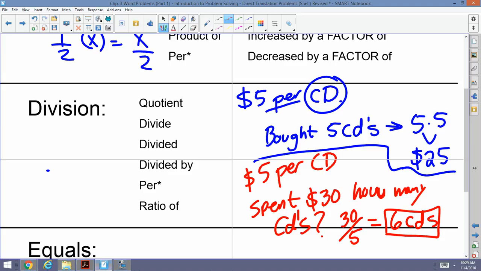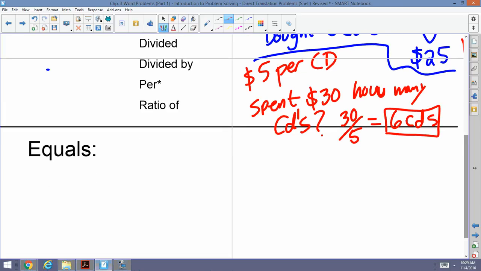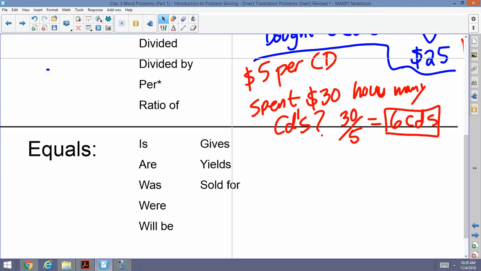We're good so far? And then equals, guys. What's the deal with equals? Anyone remember? Is, was, are, were, will be, would be, gives, yields, sold for. Any tense of is or to be. Any tense of to be, basically. That's what that is.